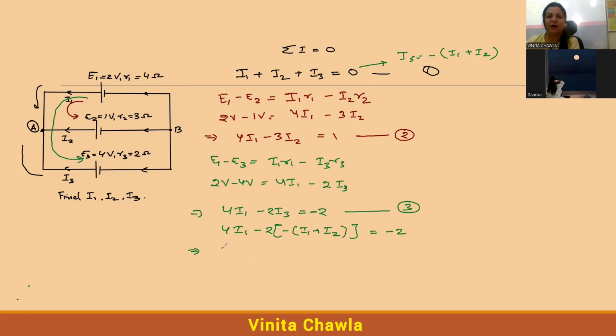So this implies we have 4 I1 plus 2 I1 minus 2 I2 is equal to minus 2, and 4 I1 plus 2 I1 is 6 I1. 6 I1 minus 2 I2 is equal to minus 2. All are multiples of 2, no? So we can write 3 I1 minus I2 is equal to minus 1. So let this equation be 4. Now we can solve equation 2 and 4 to get the value of I1 and I2. Substitute कर देंगे.